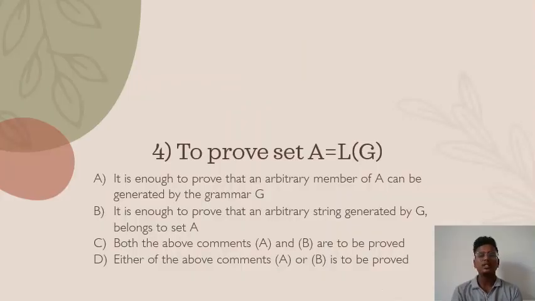Of the multiple choice question. So the question is to prove set A is equal to LG. Options are: A, it is enough to prove that an arbitrary member of A can be generated by the grammar G. B, it is enough to prove that an arbitrary string generated by G belongs to set A. C, both the above comments A and B are to be proved. D, either of the above comments A or B is to be proved.